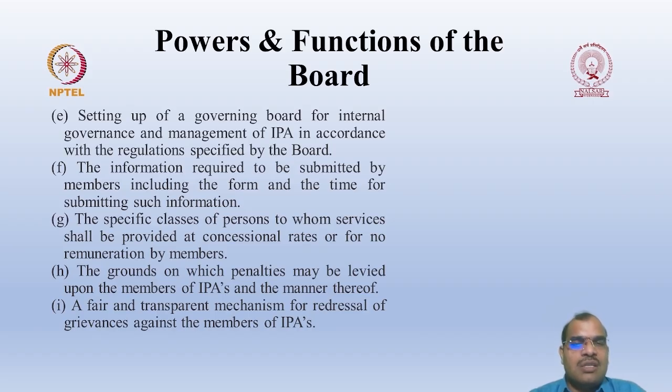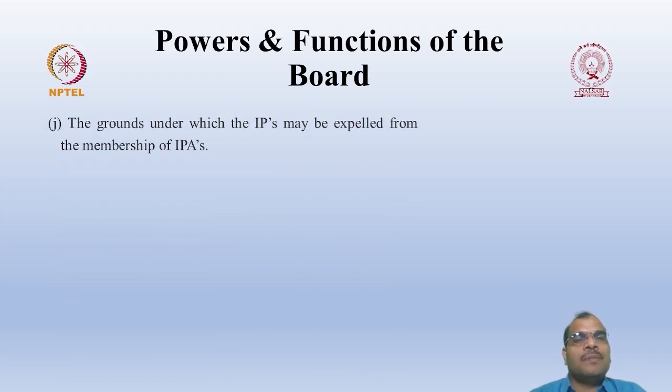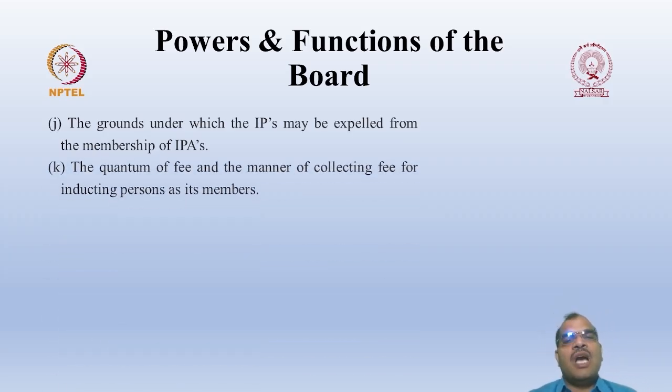So they are supposed to have a fair and transparent mechanism for the redressal of grievances against the members of IPAs. Then the grounds under which the IPs may be expelled from the membership. So when can you expel an IP from the IPA? What are all the grounds, that is going to be prescribed by the IBBI. Then the quantum of fee and the manner of collecting the fee for inducting the members. So how much fee are you supposed to pay? Generally an annual membership fee will be there. So you are expected to pay the annual membership fee, and this will be prescribed by the IBBI.